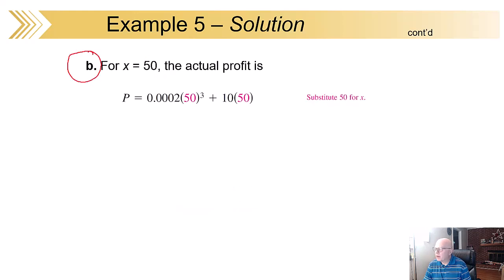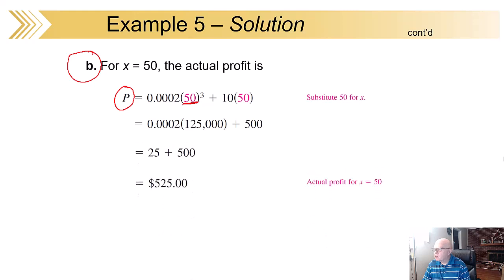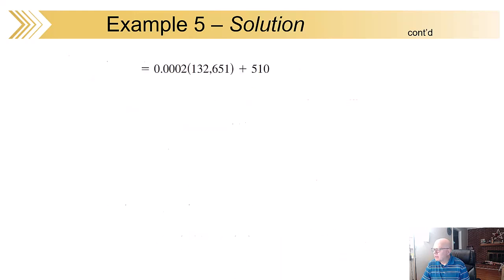So we'll put the 50 in here. This is going to tell us what the actual profit is for 50 alarm clocks. Do a little bit of arithmetic. So if we're selling 50 alarm clocks, we get $525 of profit. What about one more? We'll just go back here, and instead of 50, we'll put in 51 instead. See what happens. So put the 51 in. A little bit of arithmetic.